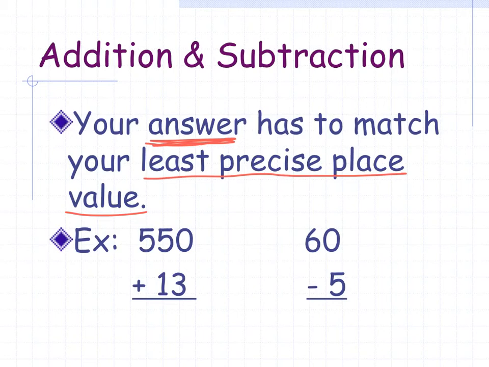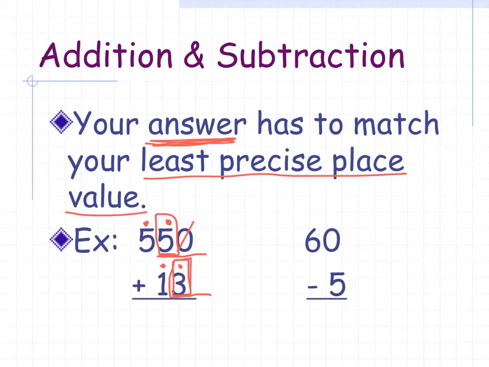550, I say, okay, where are my significant figures? The 5 is significant. The 5 is significant. The 0 is not. The 1 is significant. The 3 is significant. And so I say, okay, in 550, I start on the right and I draw a line until I hit a significant figure, which is this 5. I do the same thing in the 13. I draw a line until I hit a significant figure, which is the 3.